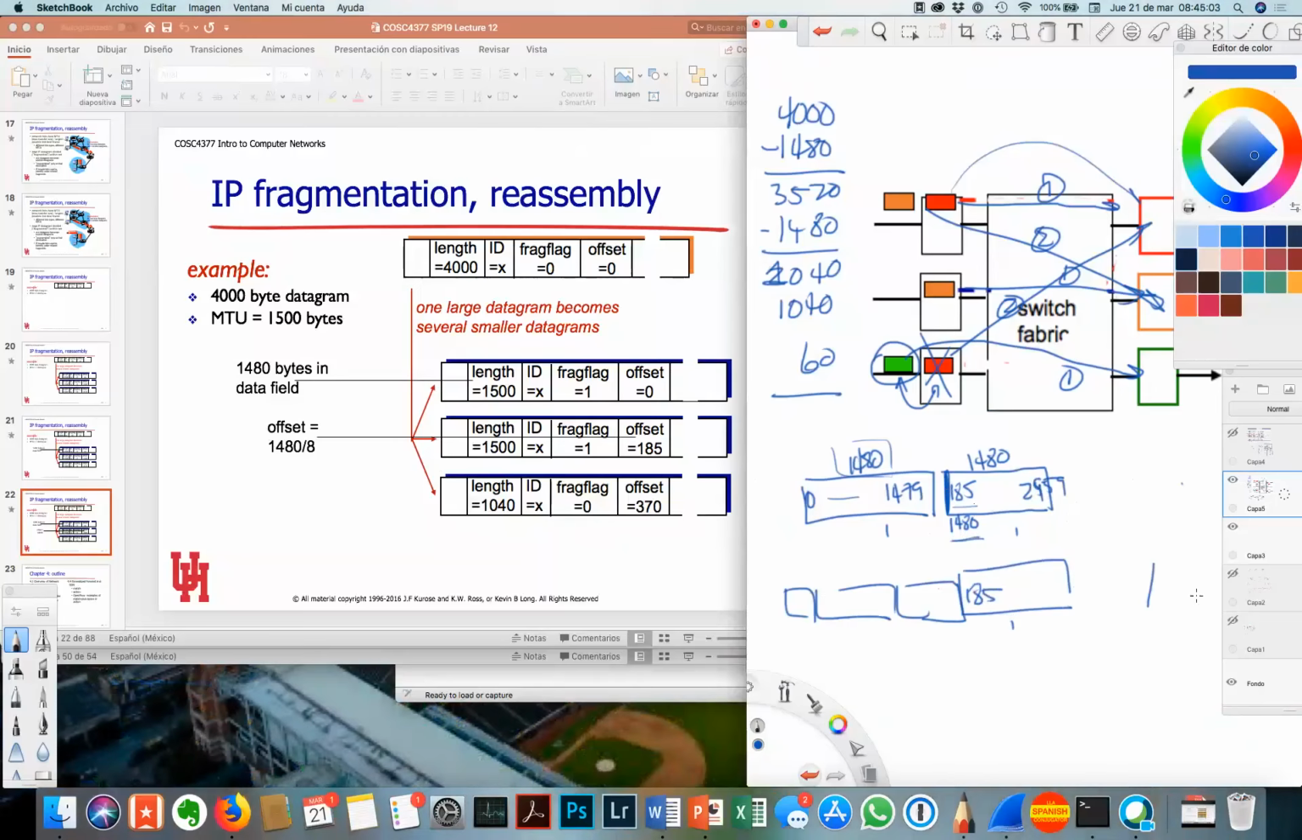And when you are convinced you have all of them together, you send it up. Well, how do you know you've got all of them together? Because there'll be one that has a flag of 0, and you can look from the very first one that had the 0 offset all the way to the one that had the 0 flag, the 0 bit. And as long as you have no gaps in here, you know you've put the entire thing together.